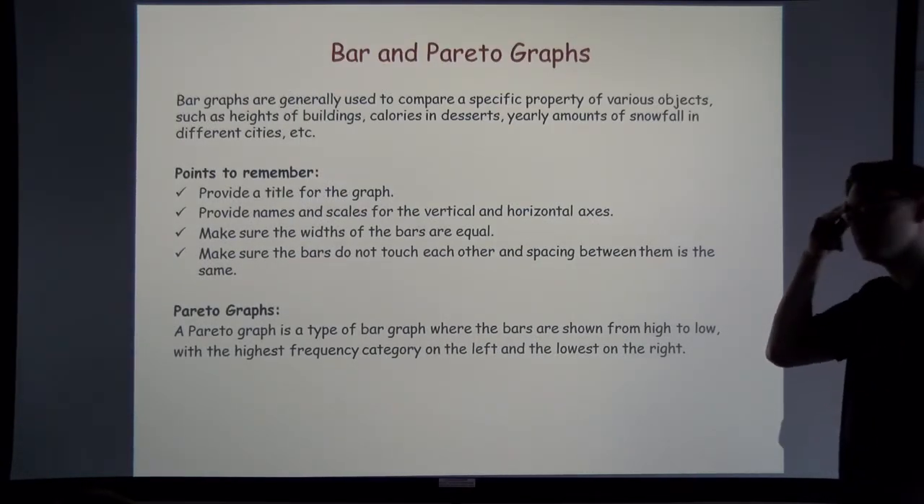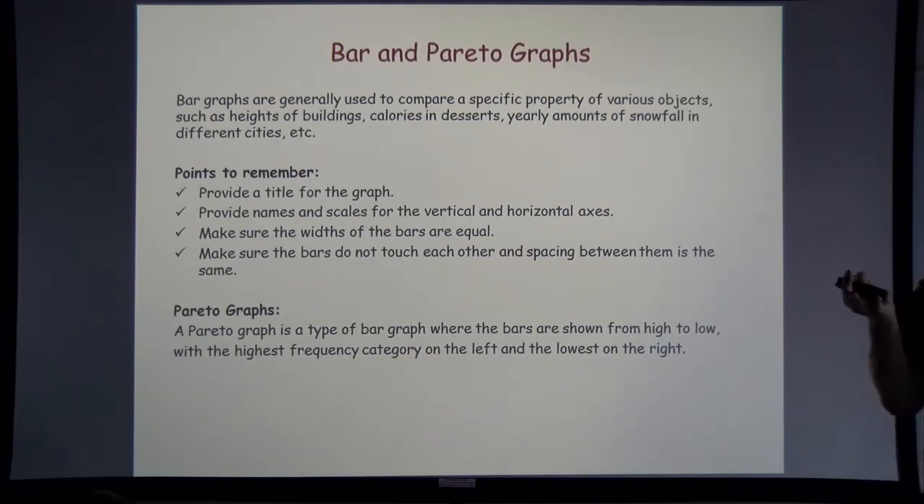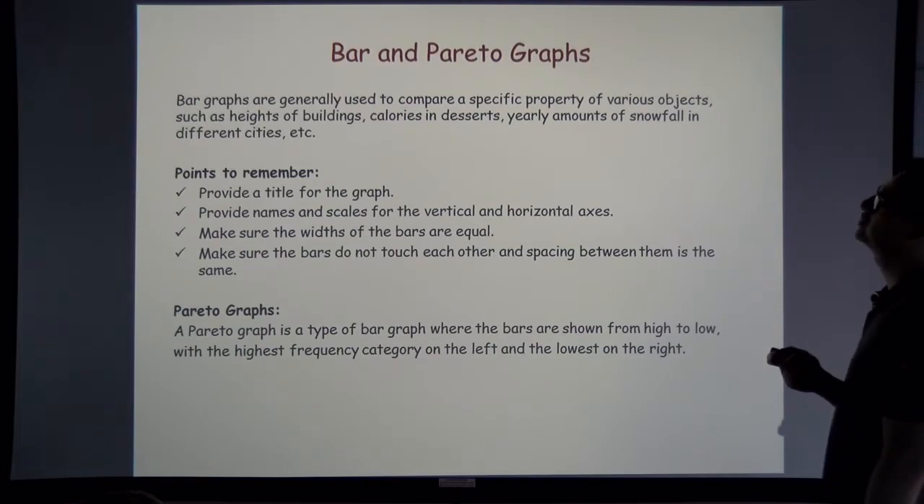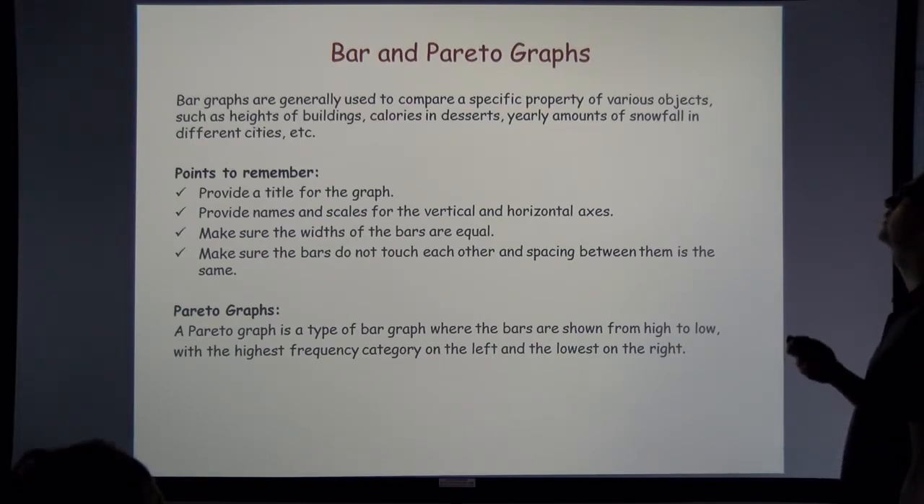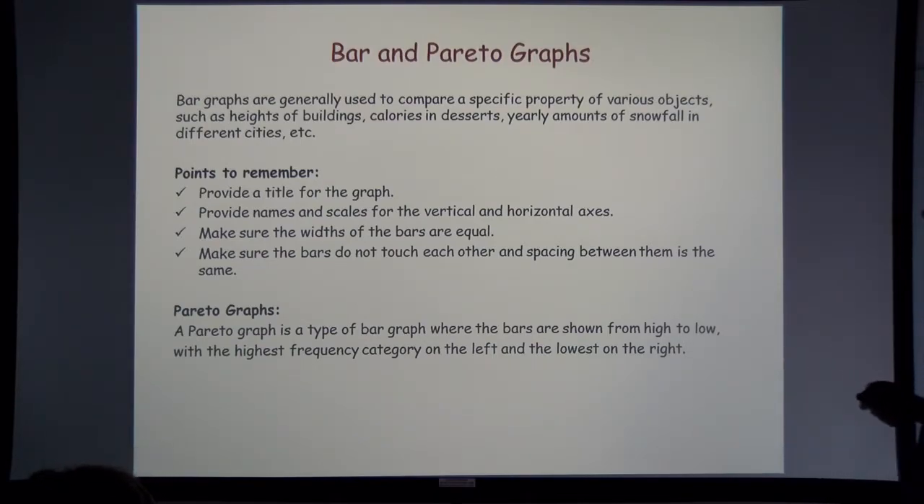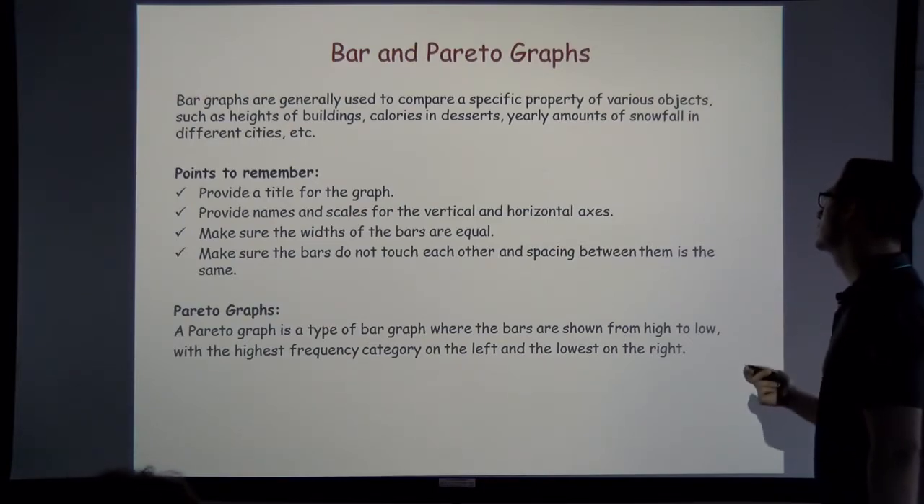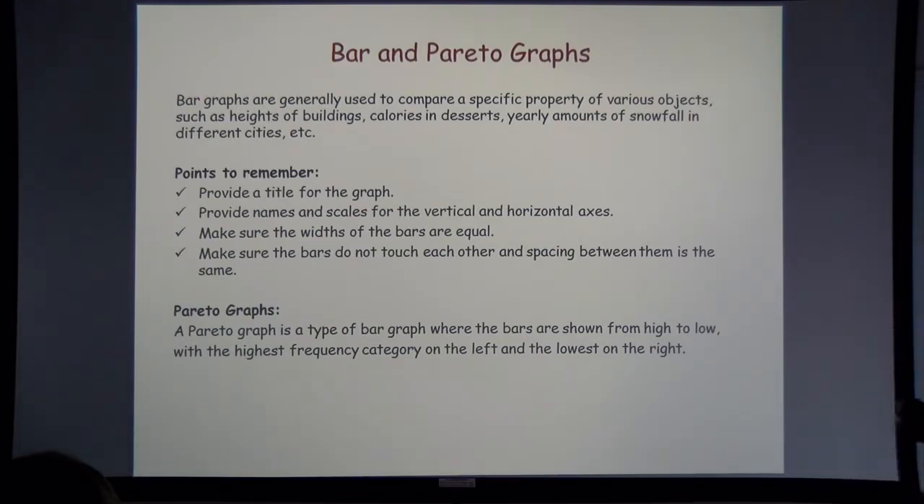Bar and parallel graphs. I'm sure you guys have all worked with bar and parallel graphs before, or at least bar graphs. So bar graphs are generally used to compare a specific property of various objects, such as height of buildings, calories in desserts, yearly amounts of snowfall in different cities.